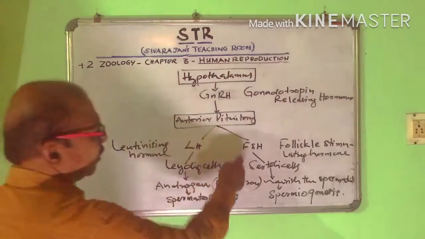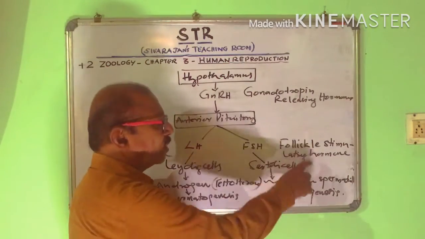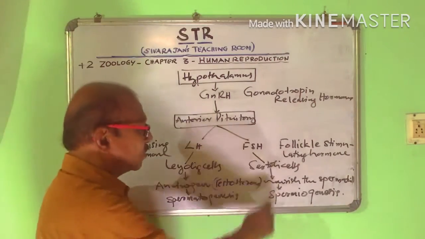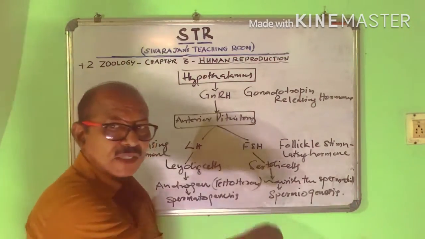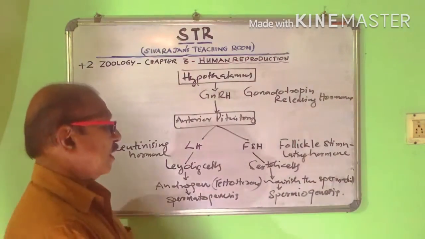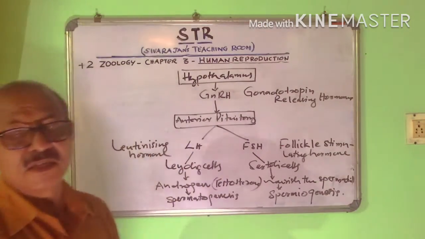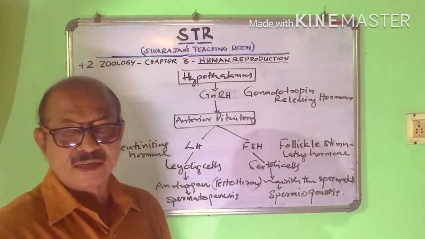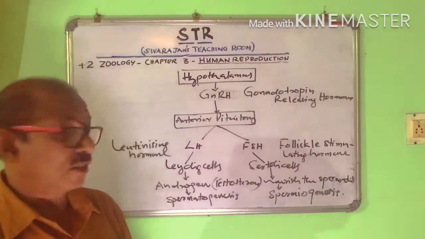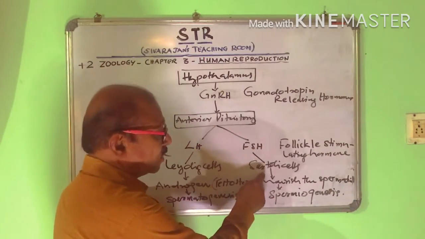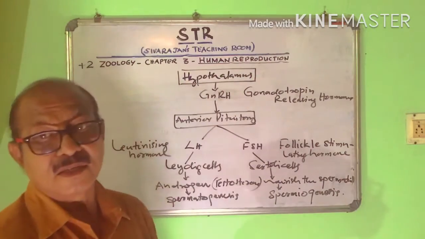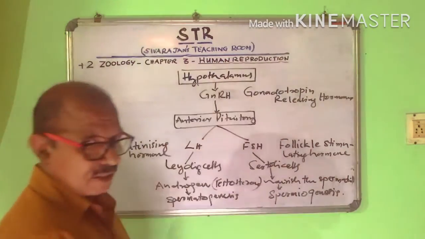Now coming to FSH. The FSH is called the follicle stimulating hormone. It works on the Sertoli cells, and the Sertoli cells nourish the spermatids to develop into the sperm, and that is spermiogenesis. The development of the spermatid into the sperm inside the Sertoli cells is called spermiogenesis. So FSH acts on Sertoli cells, which nourish the spermatids and induce spermiogenesis.